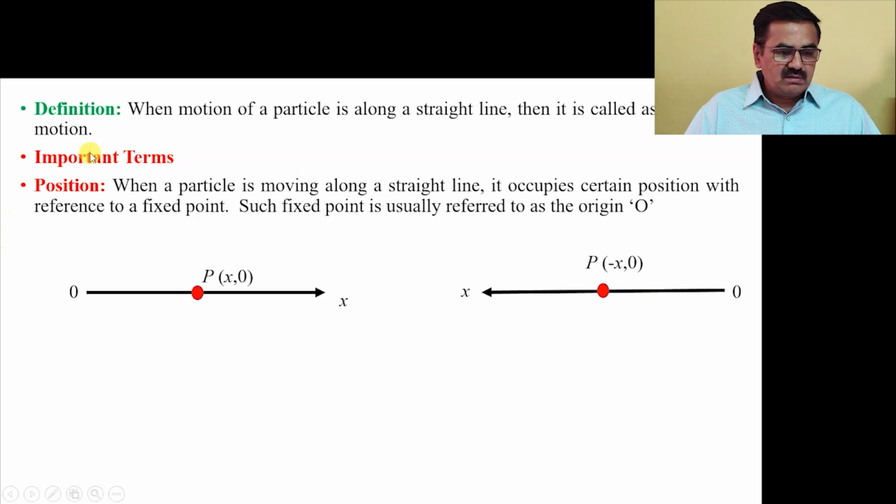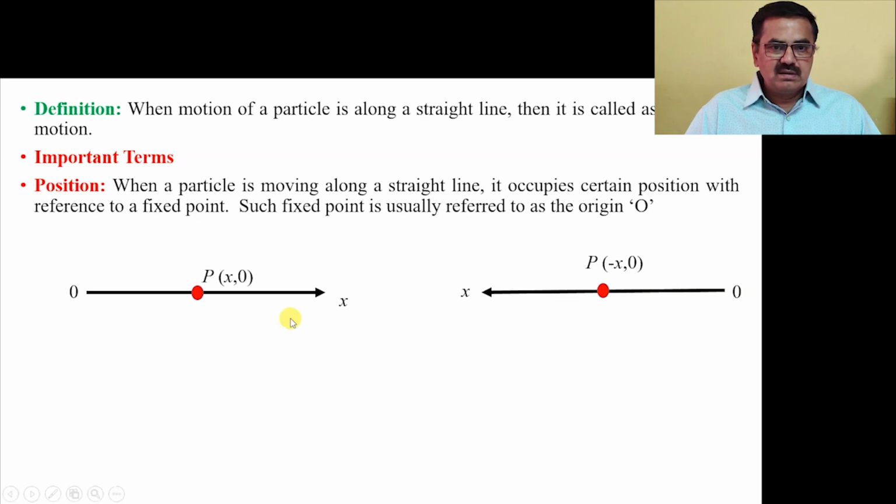Position of a particle. So what is position? Normally in engineering mechanics or in any mathematical subject, geometry, we define the position of a point. Suppose a point is in the first quadrant, we can define its position with respect to coordinates x and y. So we can write position P(x, y). In this way we can define the position of a particle.